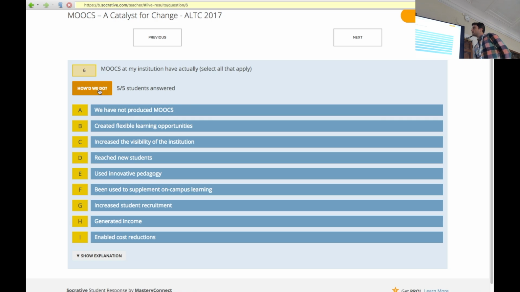Cool. Let's have a look. Okay, so we've got supplement on-campus learning, increase the visibility of the institution, and create flexible learning opportunities. Okay, see, this is interesting.